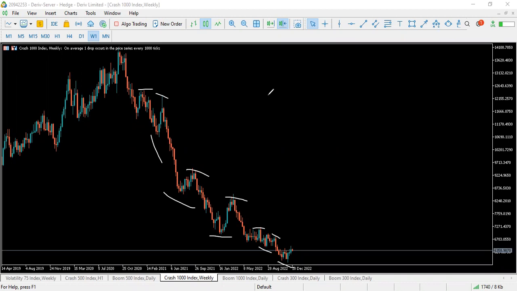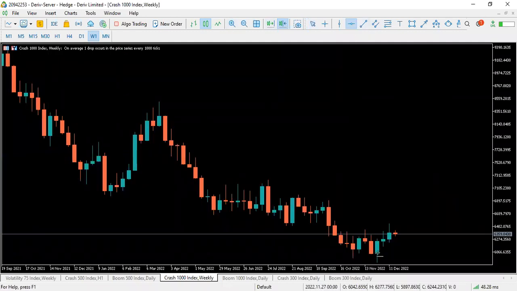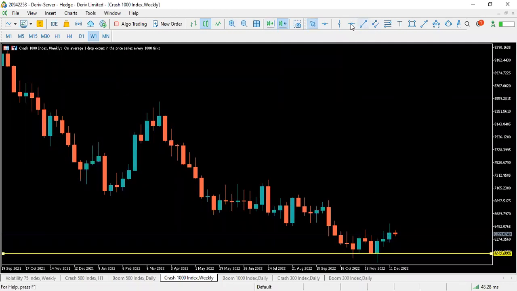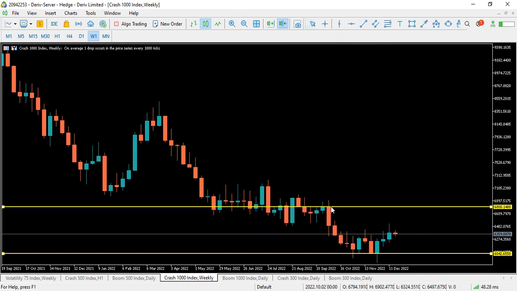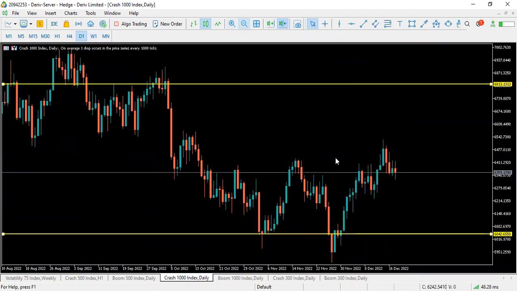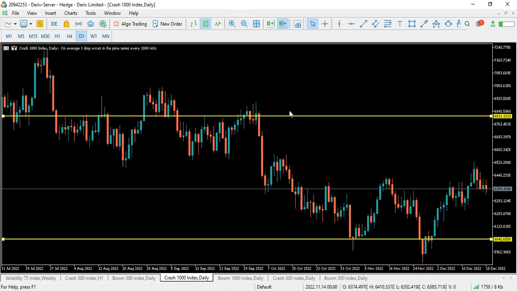Similar thing to Crash 300. We are at a lower level and actually failed to break it. Failed to break that level, which is good. So we are looking at this lower high. If it comes to this lower high and breaks it, then obviously the possibility of it continuing is very, very high. So just the final levels like this.